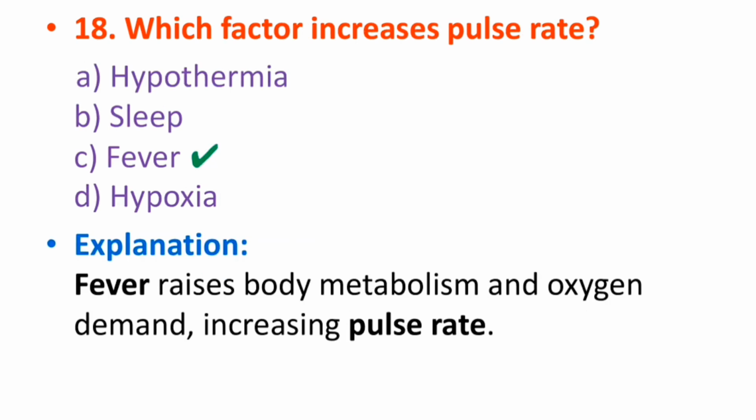Which factor increases pulse rate? Option A, hypothermia; option B, sleep; option C, fever; option D, hypoxia. The correct answer is option C, fever. Fever raises body metabolism and oxygen demand, increasing pulse rate. Fever increases pulse rate.